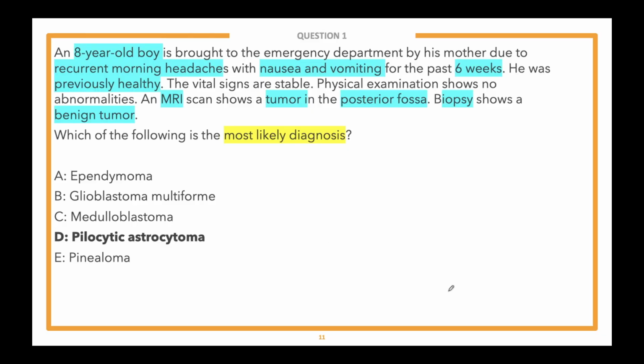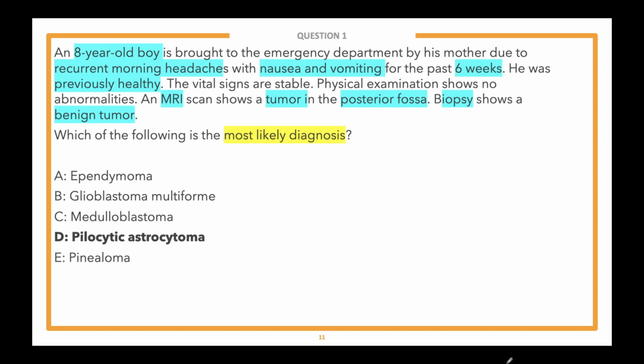We'll take a look again. Hopefully now you can see this biopsy shows a benign tumor. We're told it's in the posterior fossa in an 8-year-old boy, so most likely a pilocytic astrocytoma. We talked about why it would not be answer choice E and C.